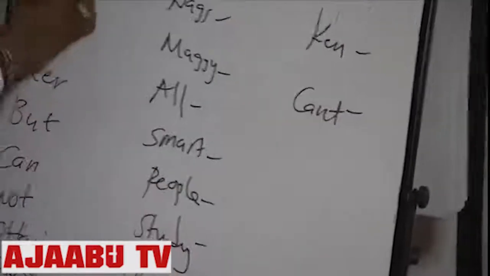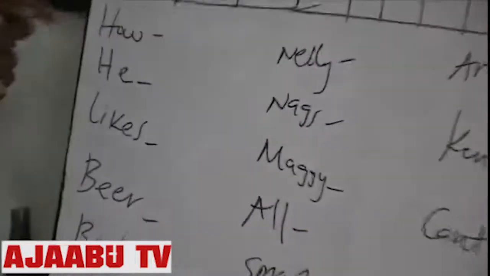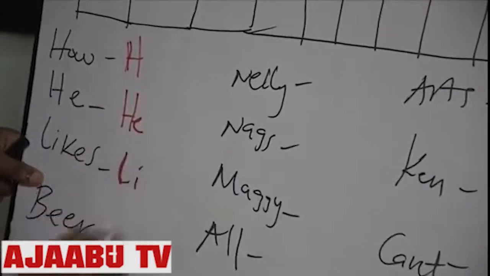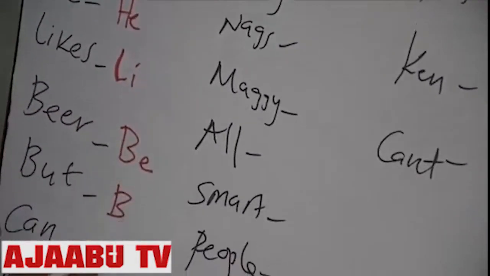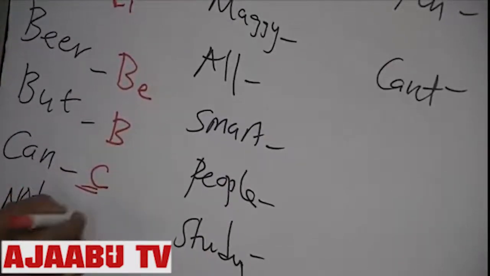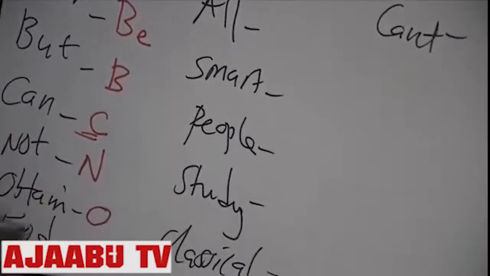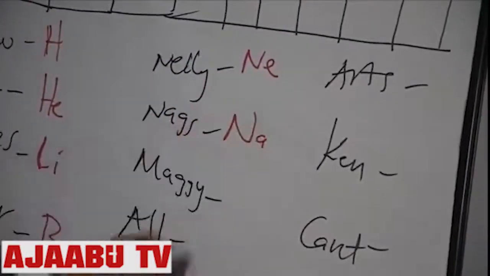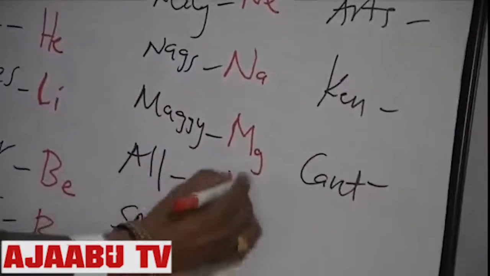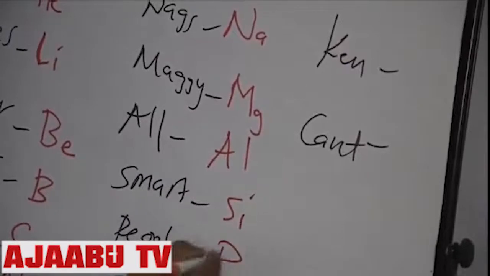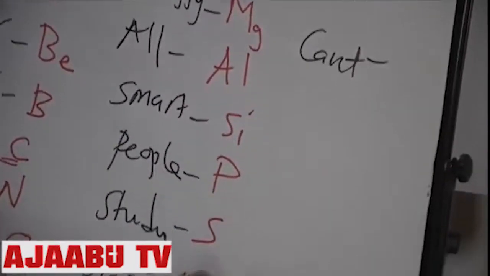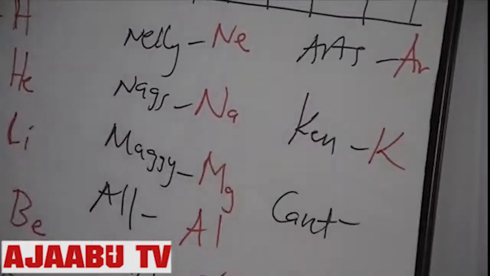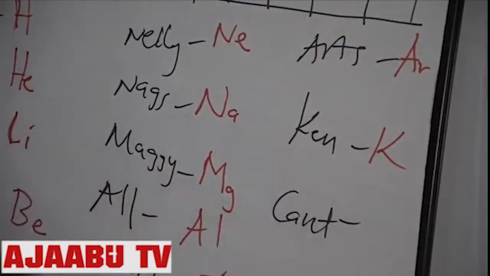We want to identify these elements. The first element is hydrogen. Second element is helium. Third is lithium. Fourth is beryllium. Fifth is boron. Sixth is carbon. So we will be looking at this. 7 is nitrogen. 8 is oxygen. 9 is fluorine. 10 is neon. 11 is sodium. 12 is magnesium. 13 is aluminium. 14 is silicon. 15 is phosphorus. 16 is sulfur. 17 is chlorine. 18 is argon. 19 is potassium. You can also call it kalium. And 20 is calcium.